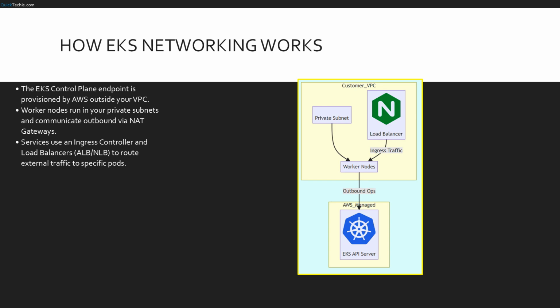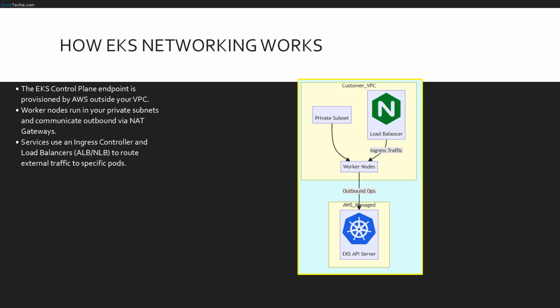Networking in EKS requires specific attention. The Kubernetes API server endpoint exists in the AWS managed account outside your VPC. Your worker nodes, running in your private subnets, connect to this API server. For your users to access tools like Hue or the JDBC endpoints, Cloudera provisions an ingress controller behind an AWS load balancer. This routes traffic from the edge of your network directly to the specific pods running your applications.